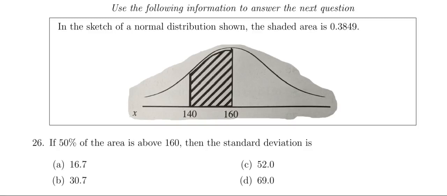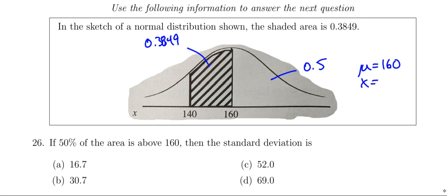So in this question we read that in the sketch of a normal distribution shown, the shaded area is 0.3849. Okay, that's the probability of being between 140 and 160. Now, then we're told that 50% of the data is above 160. So this is 0.5 here. Now, that's just kind of a sideways way of telling us that the mean here is 160.